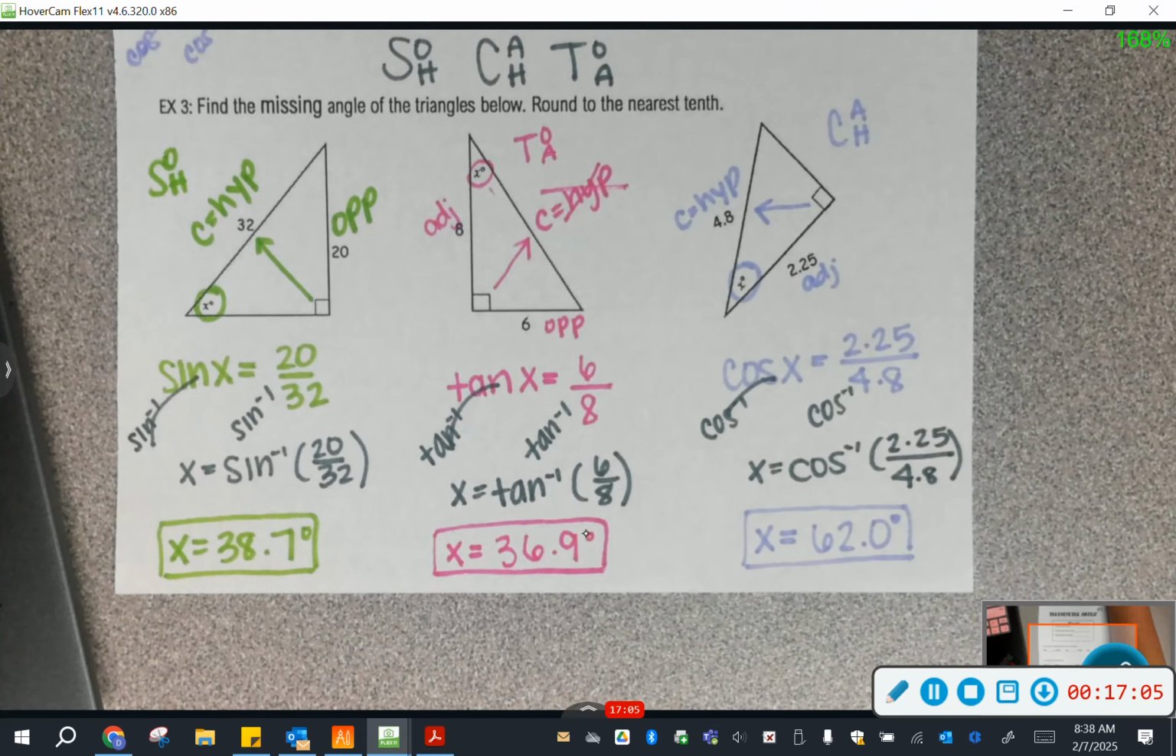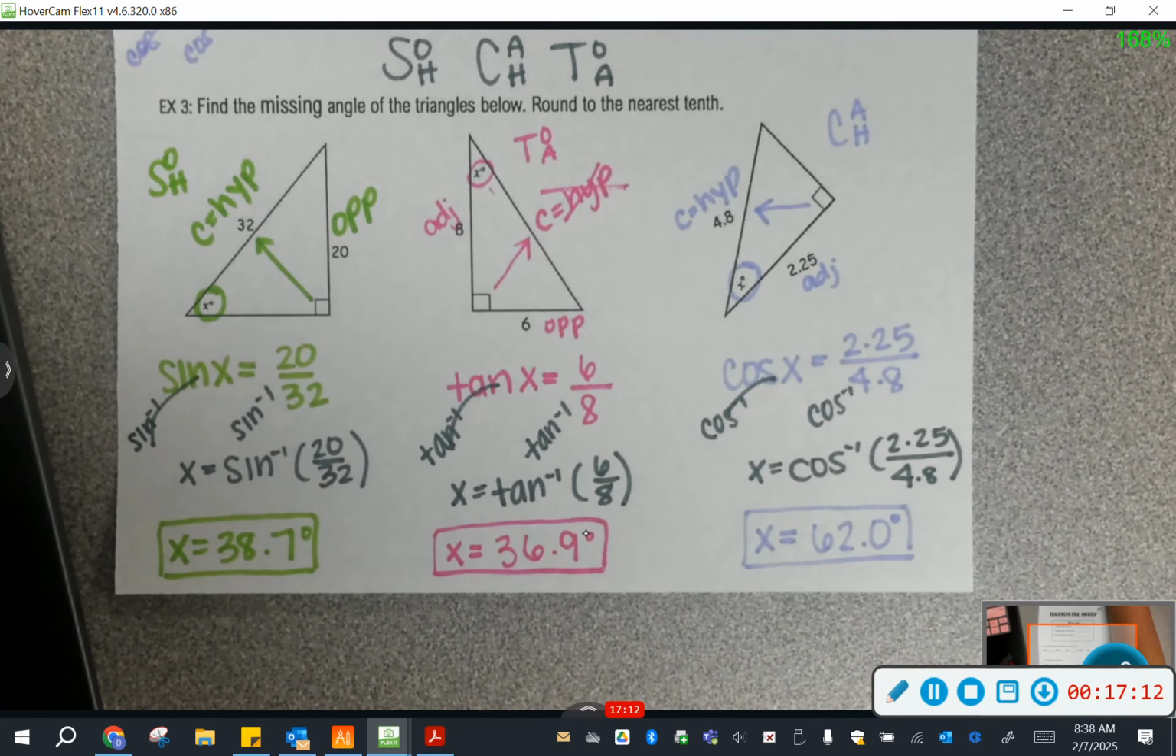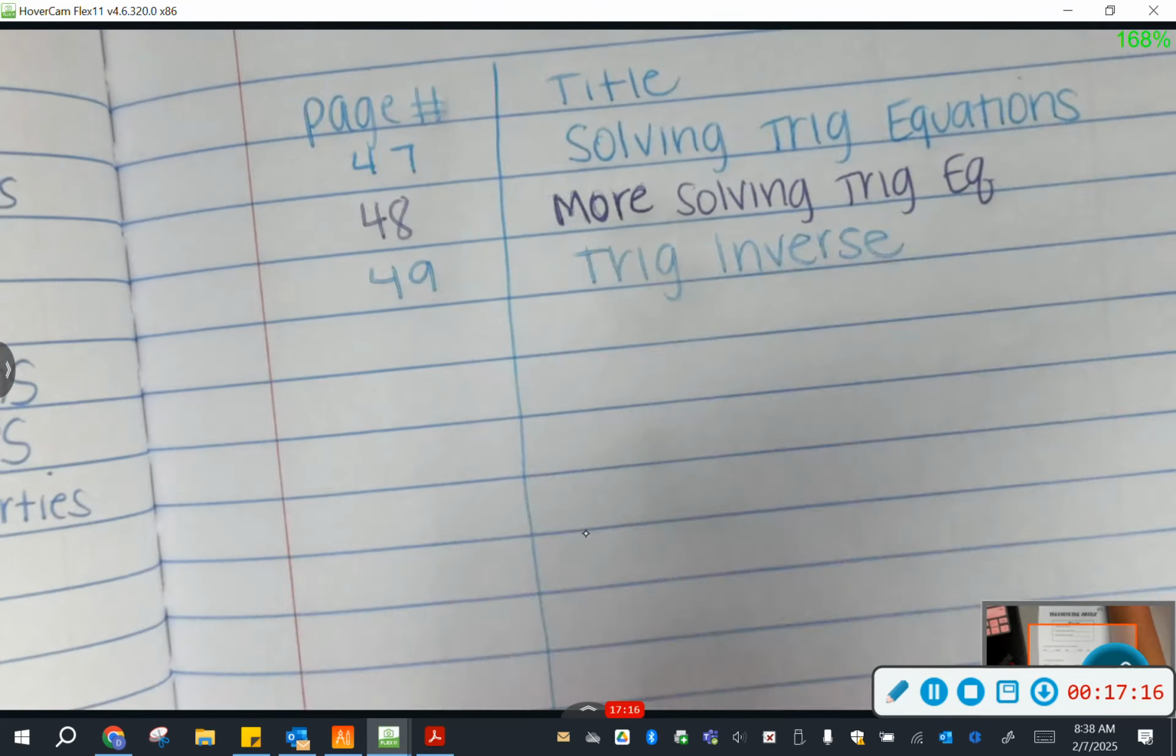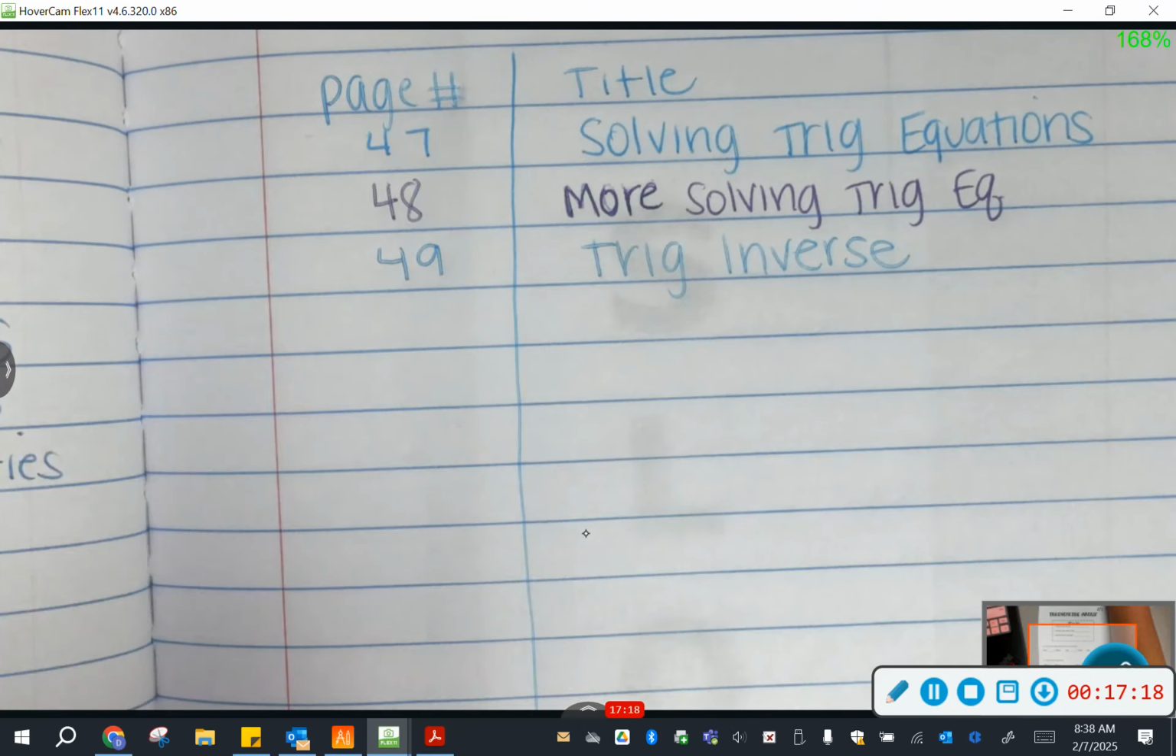Number 1, this is going to go on page 49. 3 things. So please, did everybody write this down? Can I change it? Please add this to page 49. Title it Trig Inverse.